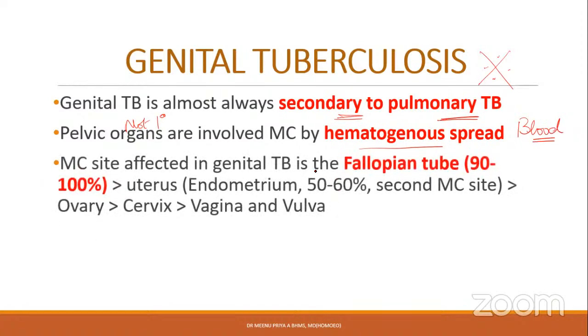And then most common site of genital TB is fallopian tube. Again, fallopian tube. In PID also, the most common site involved is the fallopian tube, because the infection first occurs in the fallopian tube. So 90 to 100% in genital TB, it is fallopian tube, followed by uterus, which is 50 to 60% in endometrium. The second most common site is uterus or endometrium, and then followed by ovary, and then cervix, vagina, and vulva. Vagina and vulva are the last to be infected with TB.